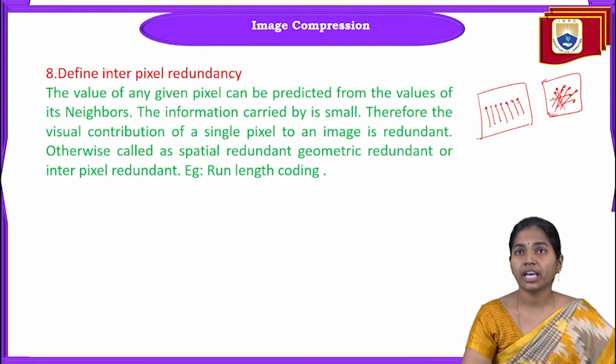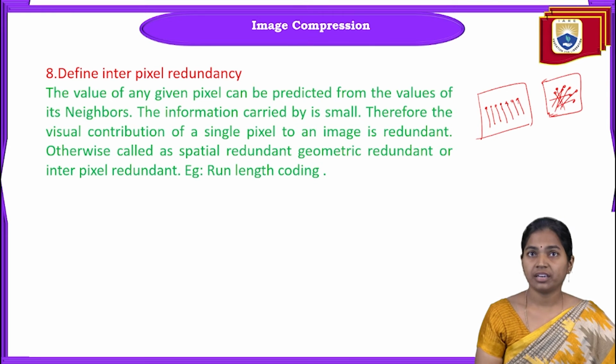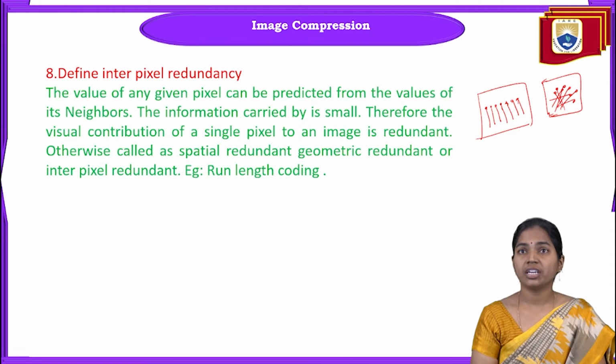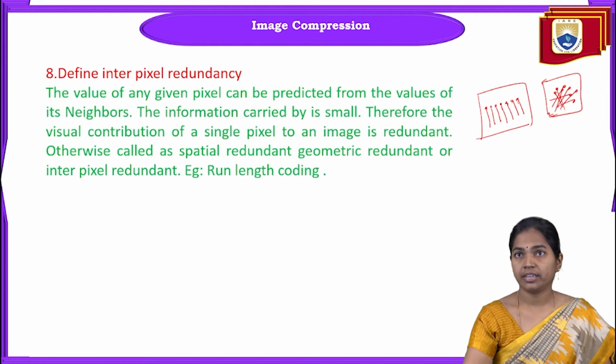The information carried by a single pixel is small, therefore the visual contribution of a single pixel to an image is redundant. It is otherwise called spatial redundancy, geometric redundancy, or interpixel redundancy.